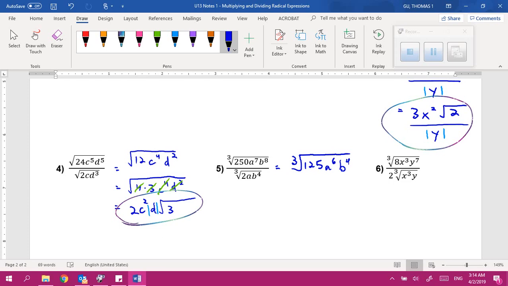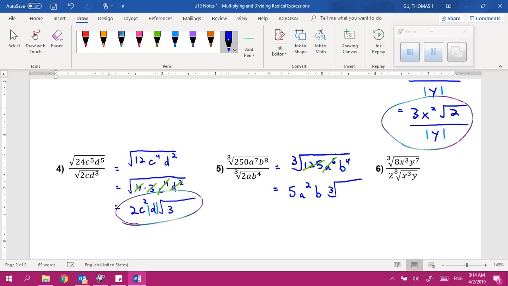Alright, so now we're just going to deal with this. So what is the cube root of 125? That's 5, because 5 times 5 times 5 is 125. And now the cube root of a to the 6th. Well, what's 6 divided by 3? That's 2, so on the outside, a squared. So I've dealt with the 125, dealt with the a to the 6th. B to the 4th, 4 divided by 3 is 1 with the remainder of 1. So on the outside, b to the 1st.